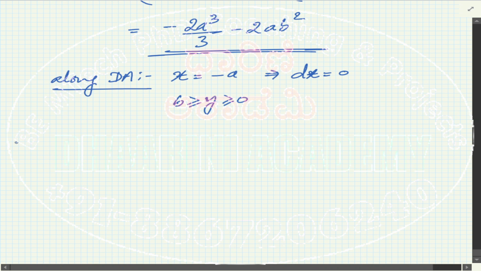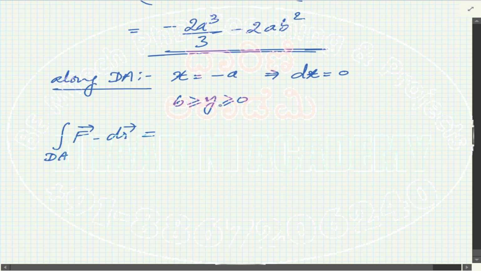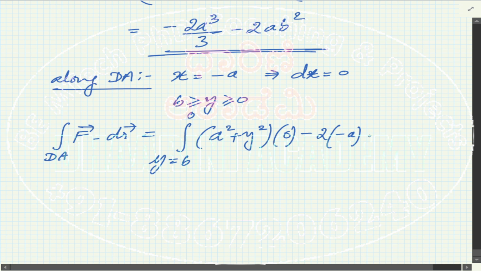Right, now substituting this, we get the integral over DA, this vector F dot dr can be equated to, let's look at the equation and make the substitution. x is minus a, so it's the integral, y from b to 0, y starting from b and coming till 0. Let's write the term x square, which is a square, plus y square times dx. You can see that the dx is already calculated as 0, minus 2xy, x is equal to minus a, into y dy.